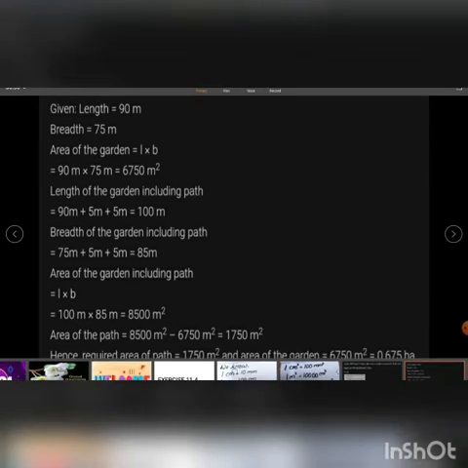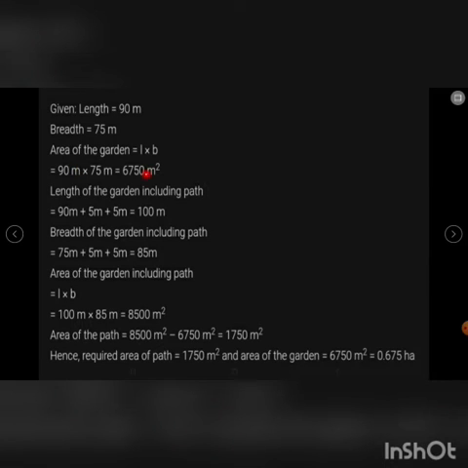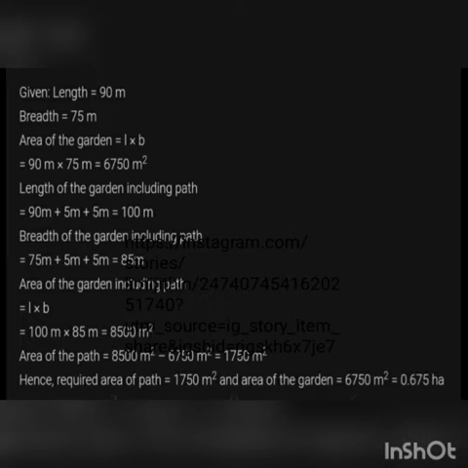Now one more question is there. Find the area of the garden in hectare. What is the area of the garden? Area of the garden is 6750 in meter square. Now this meter square you have to convert it into hectare. So hectare means 1 by 10,000. So 6750 divided by 10,000, you will get 0.675 hectare. So meter square converting to hectare, you will get 0.675 hectare.